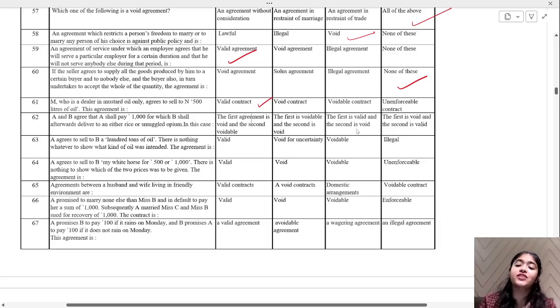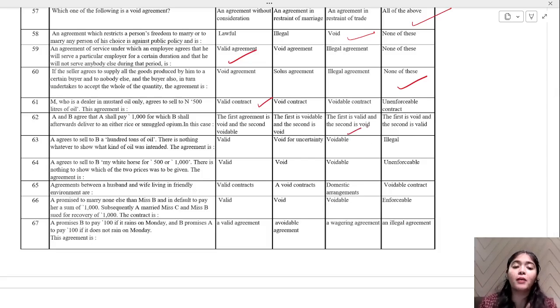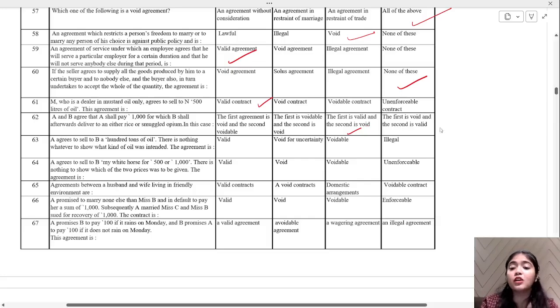Yes, that's correct. The first is valid. First, they are talking about sale of rice, either rice or smuggled opium. Rice is okay, that is valid, but smuggled opium is void.